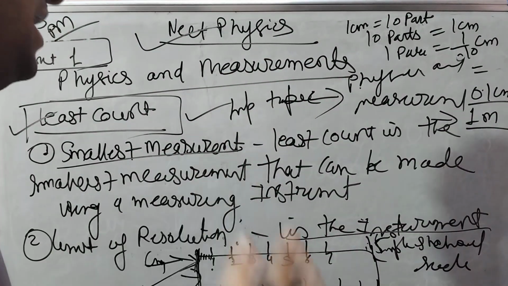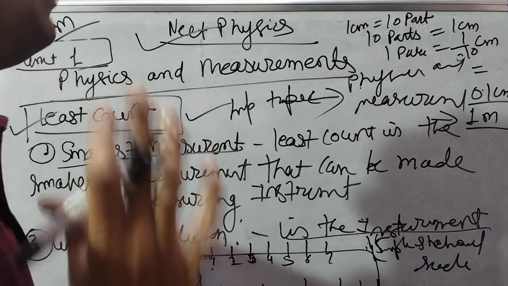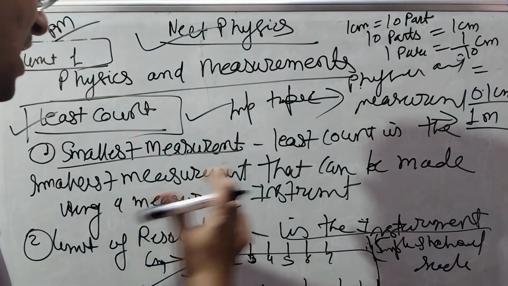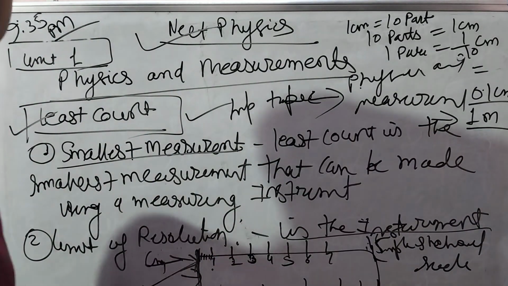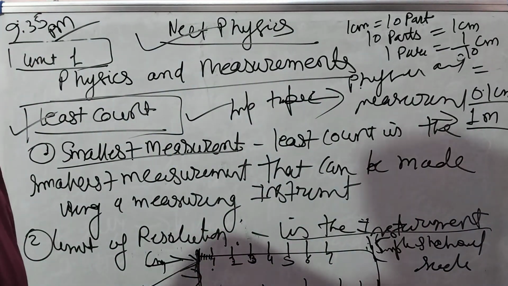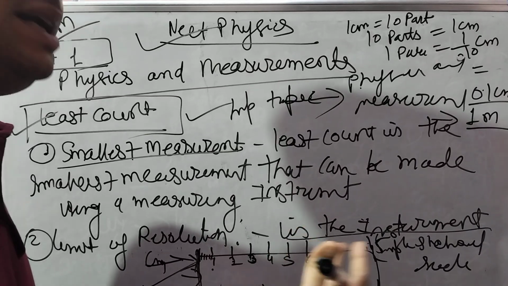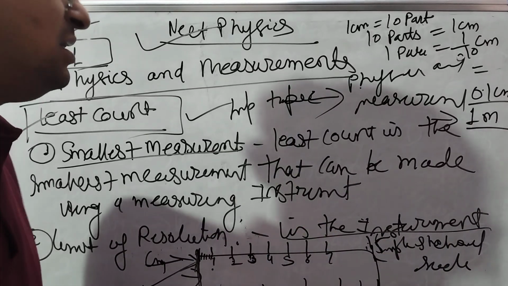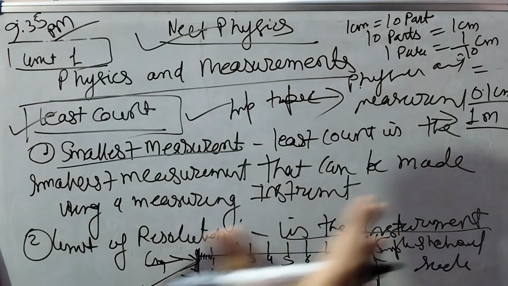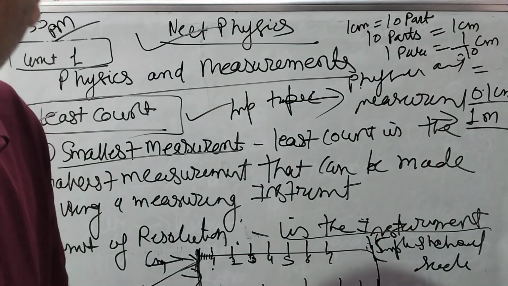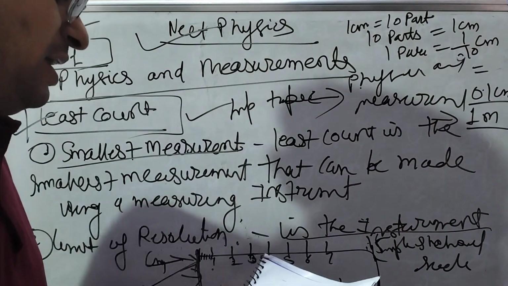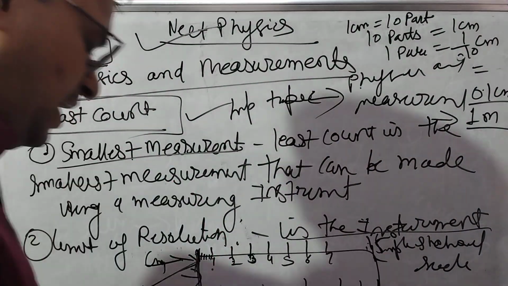I think you have understood up to this point. The simple idea is that the measuring instrument here is the scale. Then there are different types of instruments like vernier calipers, screw gauge, and vernier surface gauge. Measuring instruments are those instruments by which the physical quantity is measured. Okay, just write that down.